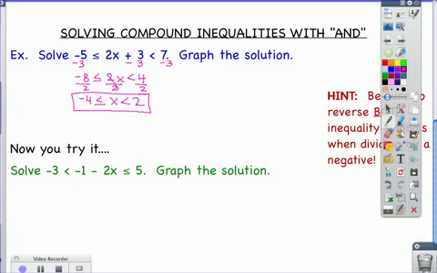I'll also write this in interval notation. So we start from negative 4, which is included, so we use a bracket. And we go until 2, which is not included, so we use a parentheses.